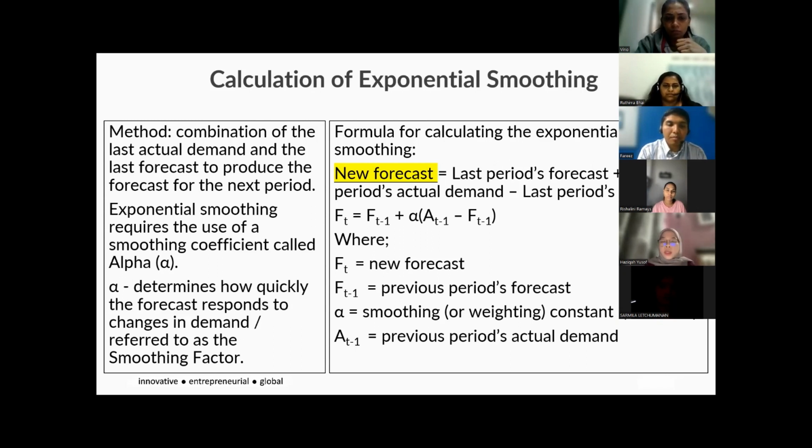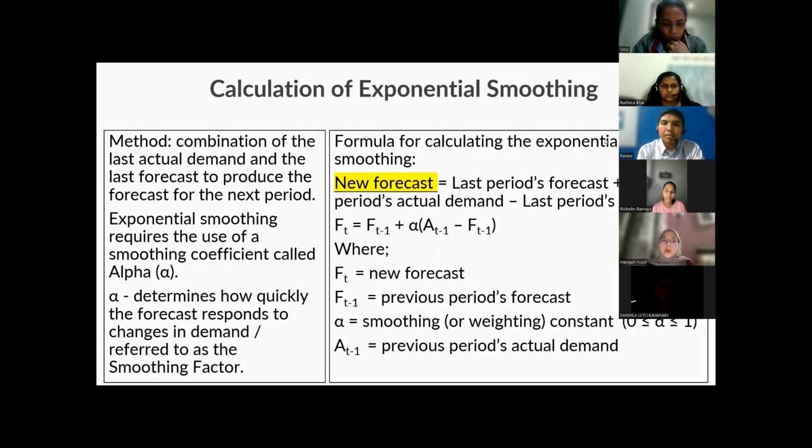Hi, I will explain a little bit about a sample calculation of exponential smoothing. Basically, this is a method that combines the last actual demand and the last forecast to produce the forecast for the next period. Exponential smoothing requires the use of a smoothing coefficient, which we call alpha. Alpha determines how quickly the forecast responds to changes in demand, and is referred to as the smoothing factor. This is the formula for calculating exponential smoothing: the new forecast equals last period's forecast plus alpha in brackets, last period's actual demand minus last period's forecast.